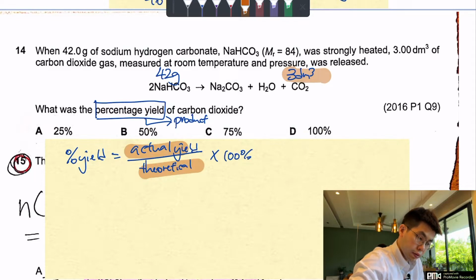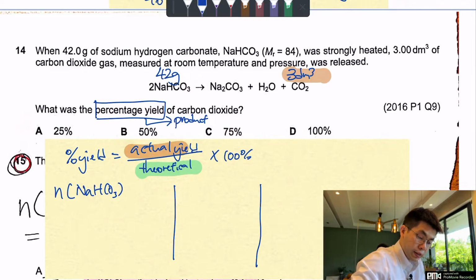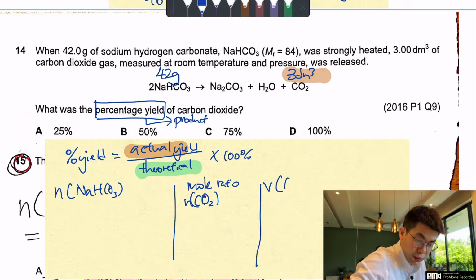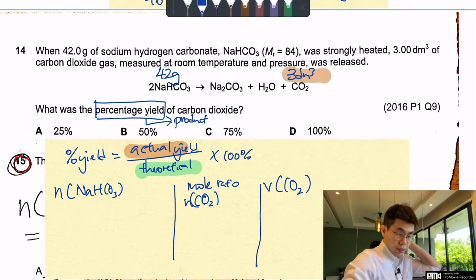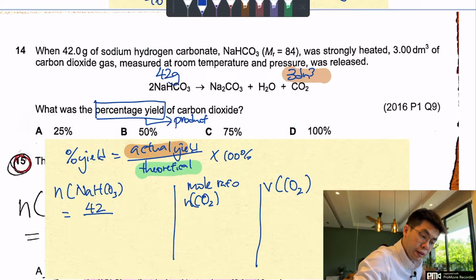Let me highlight in a different color. This one I need to calculate. So how do I calculate? I divide it into 3 steps. I first find the number of moles of sodium hydrogen carbonate, then do the mole ratio to find the number of moles of carbon dioxide. And because I'm given volume, lastly I need to find the theoretical volume of carbon dioxide. The number of moles of sodium hydrogen carbonate is 42 divided by the MR, 84, which is 0.5 moles.